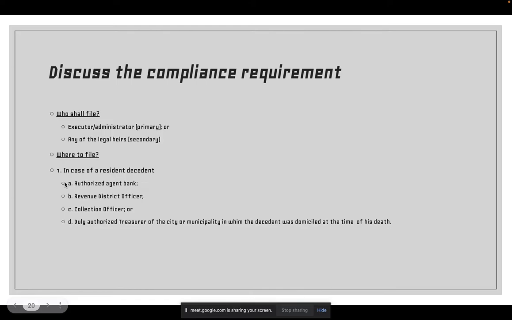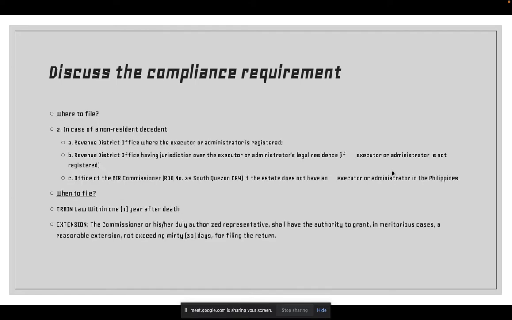Pero most of the progressive areas naman ngayon, meron nang authorized agent banks. Okay? By the way, all this that we're discussing can also be found in the Bureau of Internal Revenue's website. So, kung hindi ka nakapag-screenshot or tingin mo mabilis, you can just go to www.bir.gov.ph, search for the topic on estate taxation. Updated po yung website nila. Nandun po yan.